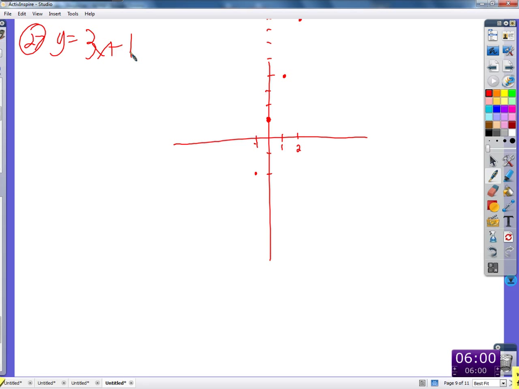Every time I make x 1 more, I'm just adding 3 more to the last number. I start at negative 2. If I move over, I go up 3. Move over, go up 3 again. Move over, I go up 3. Right? That pattern. What's that pattern called? Remember? For a line? Slope. That's the slope of a line.